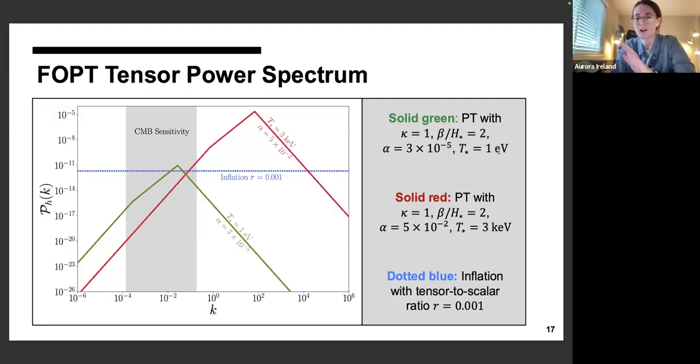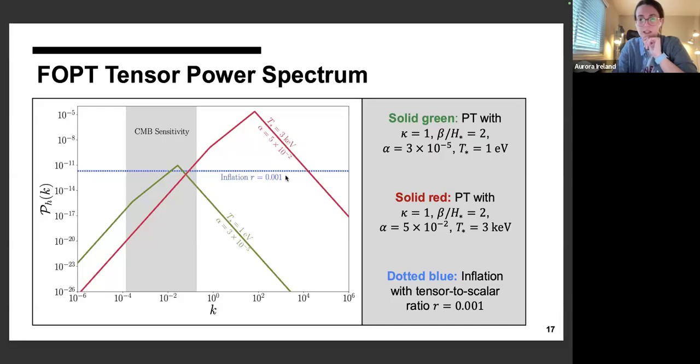I should note that this should probably be taking place in a dark sector. But the temperature in the visible sector will be 1 eV, and the phase transition strength will be 3 times 10 to the minus 5. The red one will be taking place a little bit earlier at 3 keV and with a strength of 0.05.